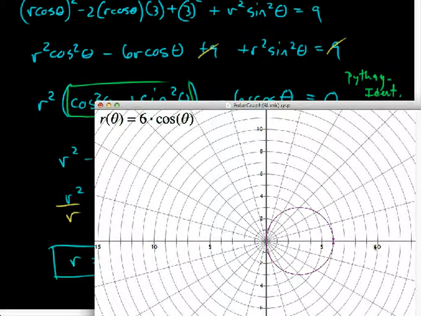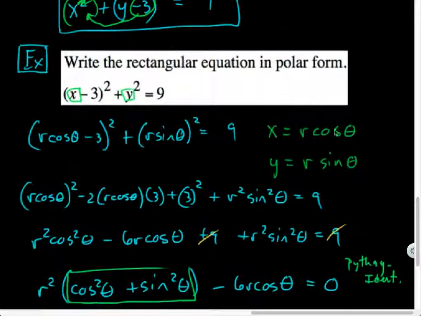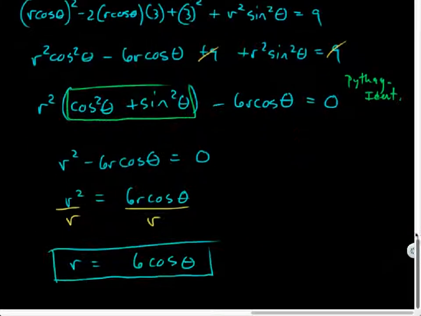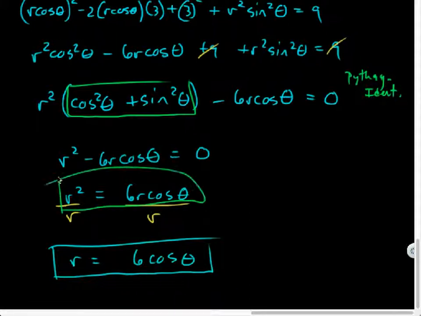Bam, right there. So converting back was definitely a little bit trickier. But the main idea is using some of the transitional form equations that switch x's and y's to r's and thetas, and r's and thetas to x's and y's. And then the big trick was right here: dividing both sides by r. I'm still real cautious about that. I understand if you'd want to leave it like this.